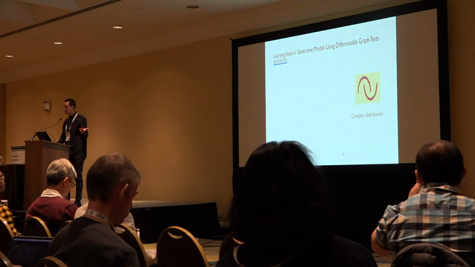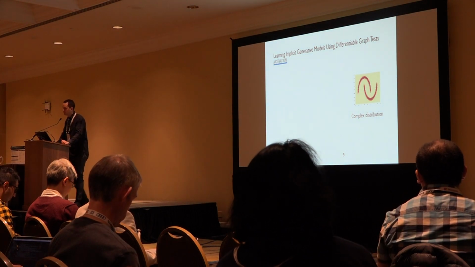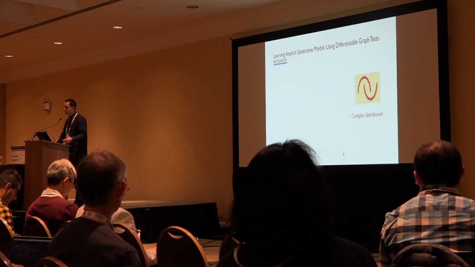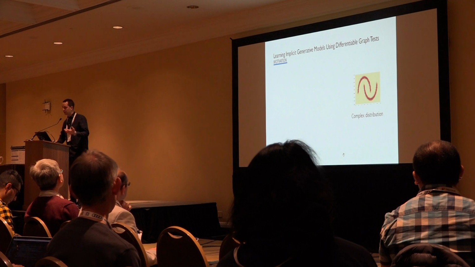So the task that we want to solve is basically we want to fit a very complex distribution for which we do not have a good parametric family that we can fit. So what we do is we're going to fit an implicit model. So what is an implicit model? Those are the family of models that you can sample from, but you cannot evaluate their distribution, their density.